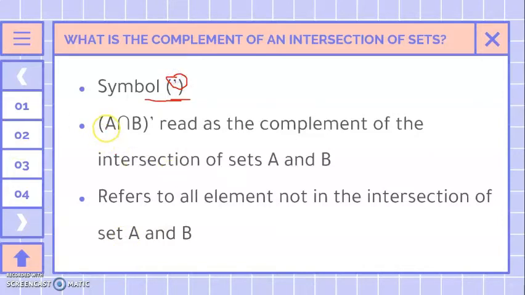So when set A intersect with B, apostrophe, you read that as the complement of an intersection of sets A and B. This refers to all the elements that are not inside the intersection of set A and B.